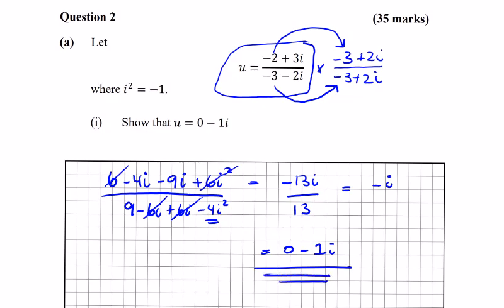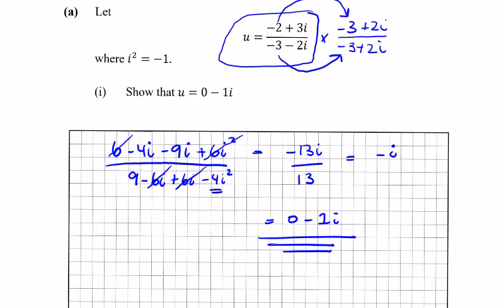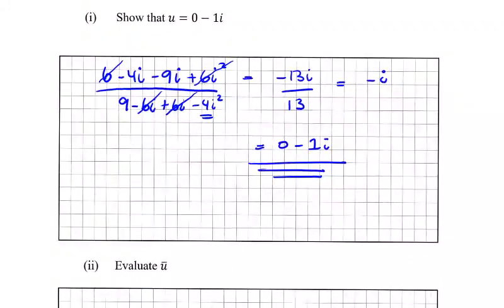We normally write the complex numbers in two parts. Part B is actually quite simple. In part 2, we're just asked to evaluate the conjugate of u, and the conjugate of u will be 0 plus 1i. So part A, nice and straightforward.